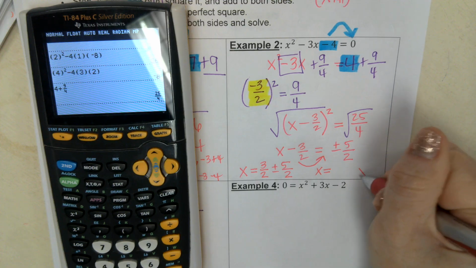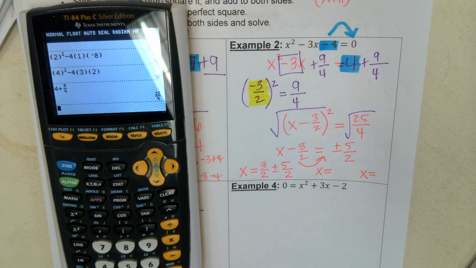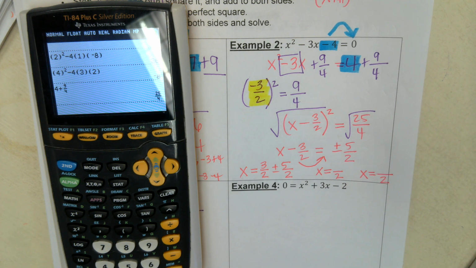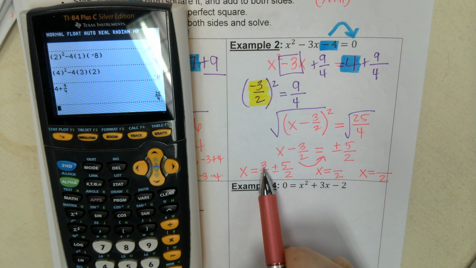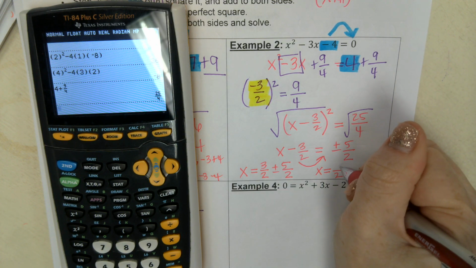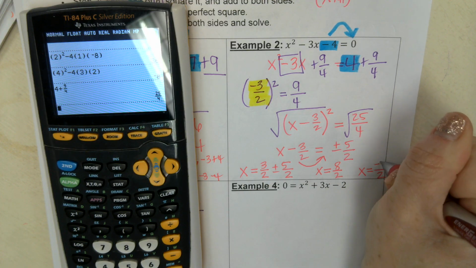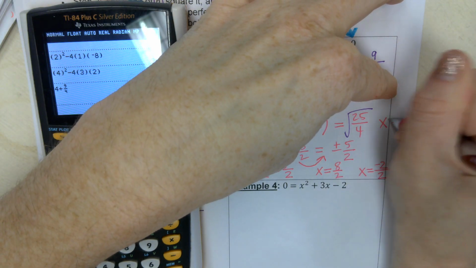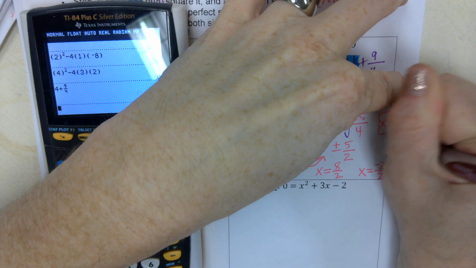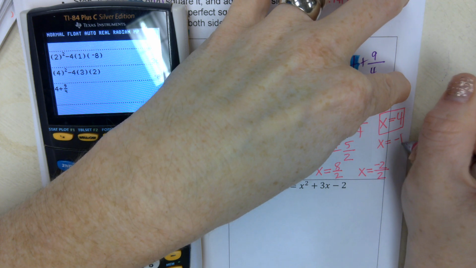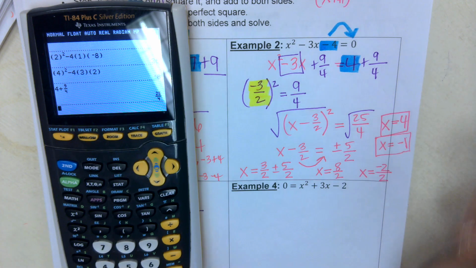Okay? Now I have two situations, both of which have the denominator remain 2, because when I add fractions, your denominator stays the same. Okay? What is 3 plus 5? 8. And 3 minus 5 is -2. 8 divided by 2 is 4. -2 divided by 2 is -1.